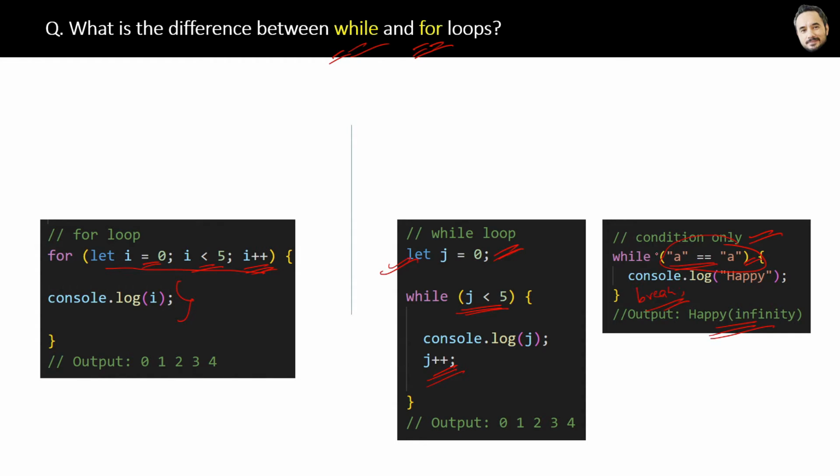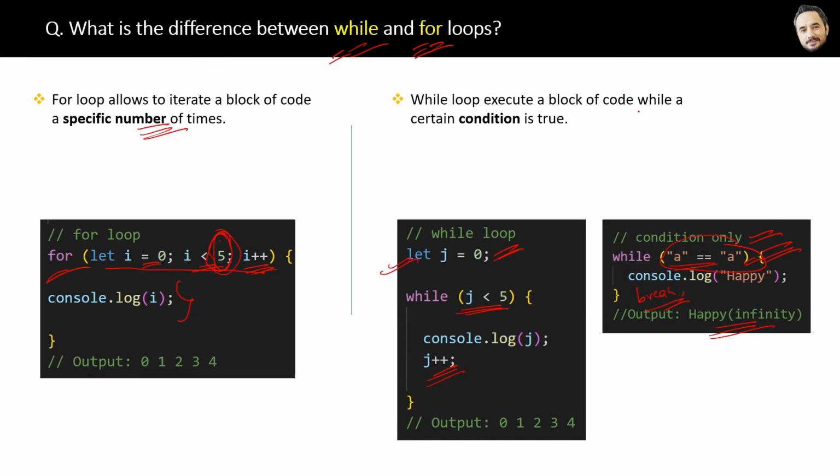The difference between them is that a for loop allows you to iterate over a block of code a specific number of times. This means that in the case of for loops, this i will always be a number. Maybe it's the array length or something, but it always evaluates as a number, which has to be initialized first and then incremented also. But while loops execute a block of code while a certain condition is true. It does not depend on any numbers.